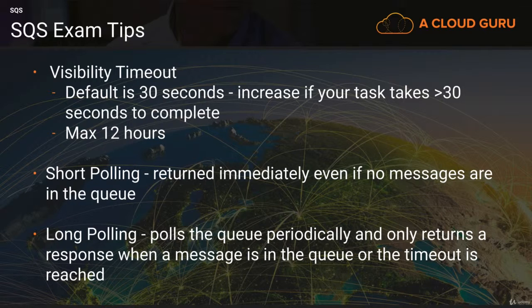And then we have two types of polling. We have short polling, which is default and basically returns immediately, even if there are no messages in the queue. We then have long polling, and this will only poll the queue periodically and only return a response when a message is in the queue or the timeout is reached.